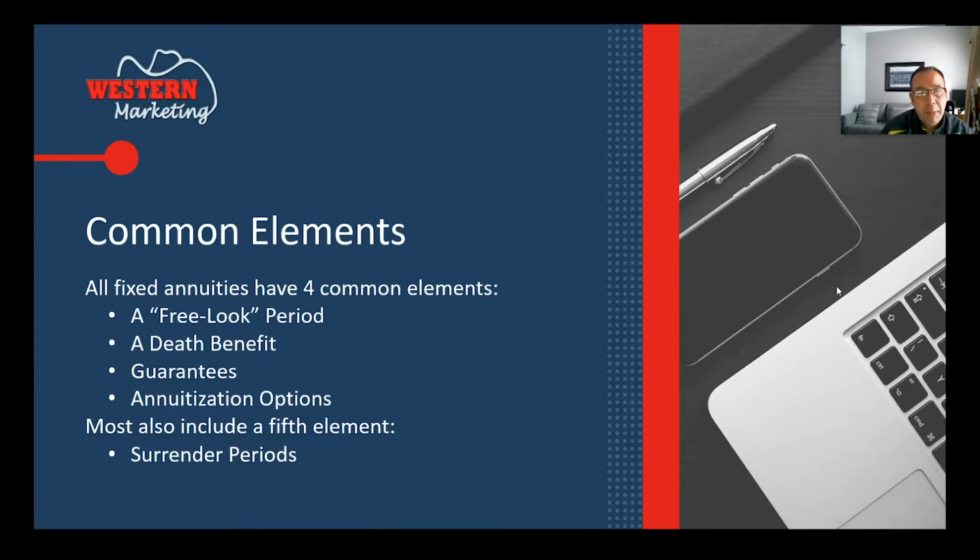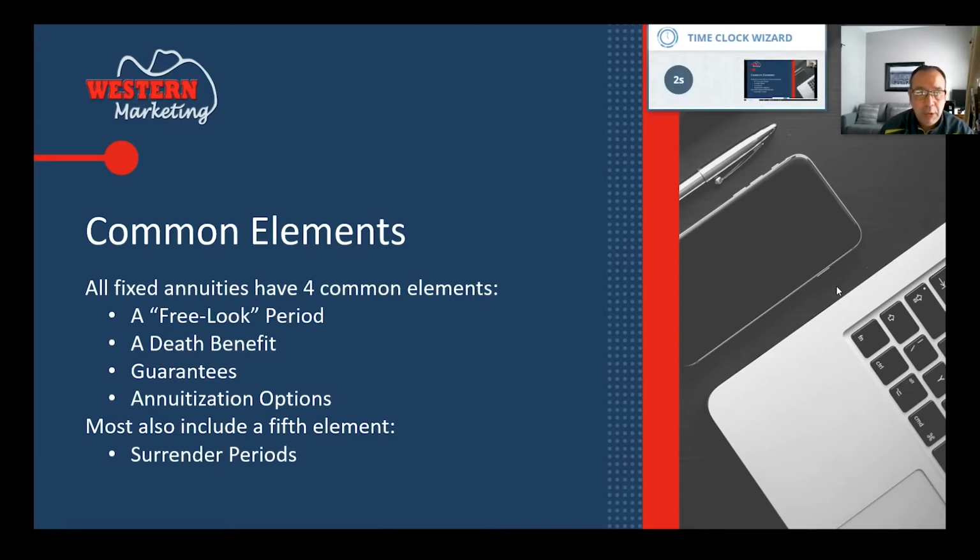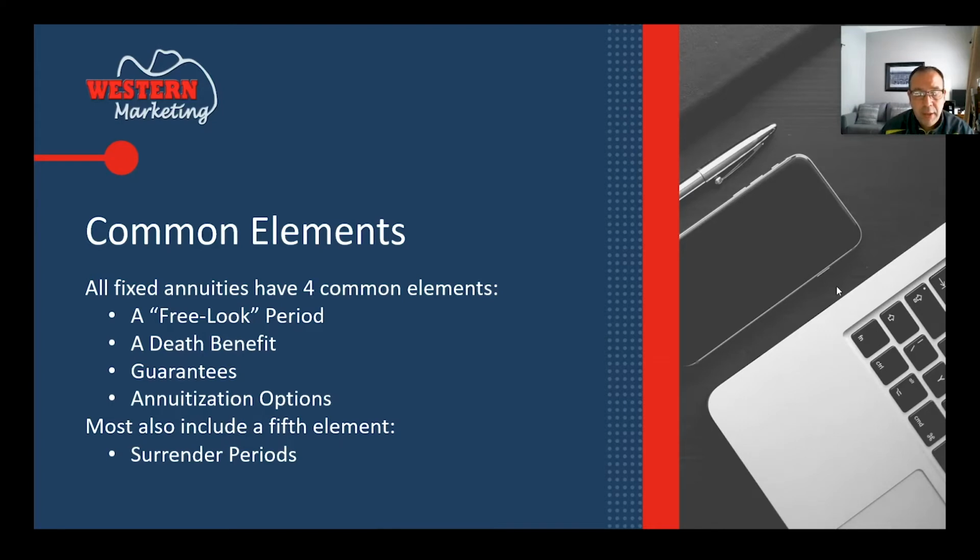The basic common elements of annuities are these main categories. There is a free look period. We'll talk about that here in just a minute in more detail, as well as a death benefit. There are guarantees. There are annuitization options. And the fifth is a surrender period, which we'll also talk about, which are very different based on the type of annuity.